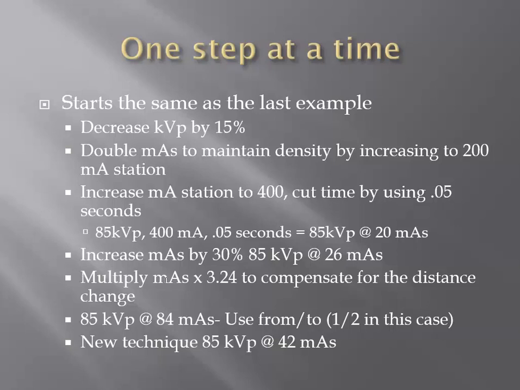We're going to multiply the mAs now by 3.24 because we went from 40 to 72 inches, and our technique compensation for that change from 40 to 72 inches is 3.24. That gave us the 84 mAs. But now we're going to use an image receptor speed that is twice as fast, so we need half the exposure. So we went from an equivalent 200 speed system to a 400 speed system. We went from CR to a DR system. We need half the exposure. So our new technique would be 85 at 42.